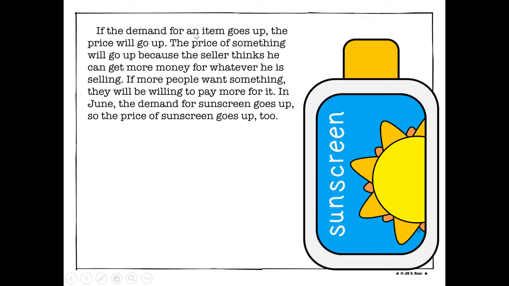If the demand for an item goes up, the price will go up. The price of something will go up because the seller thinks he can get more money for whatever he is selling. If more people want something, they will be willing to pay more for it. In June, the demand for sunscreen goes up, and so the price of the sunscreen goes up. In June, we need sunscreen, so we pay whatever we have to pay to get it. So the demand and price are linked directly.